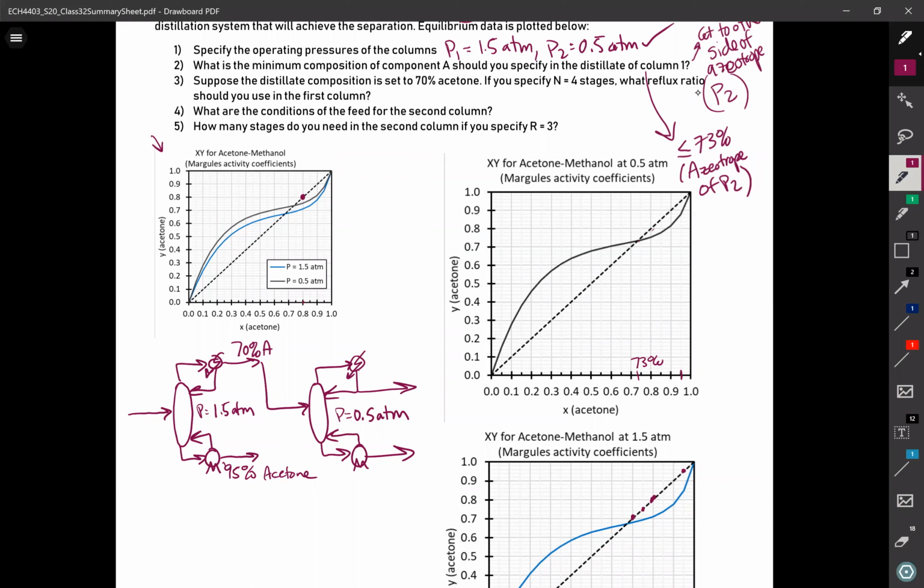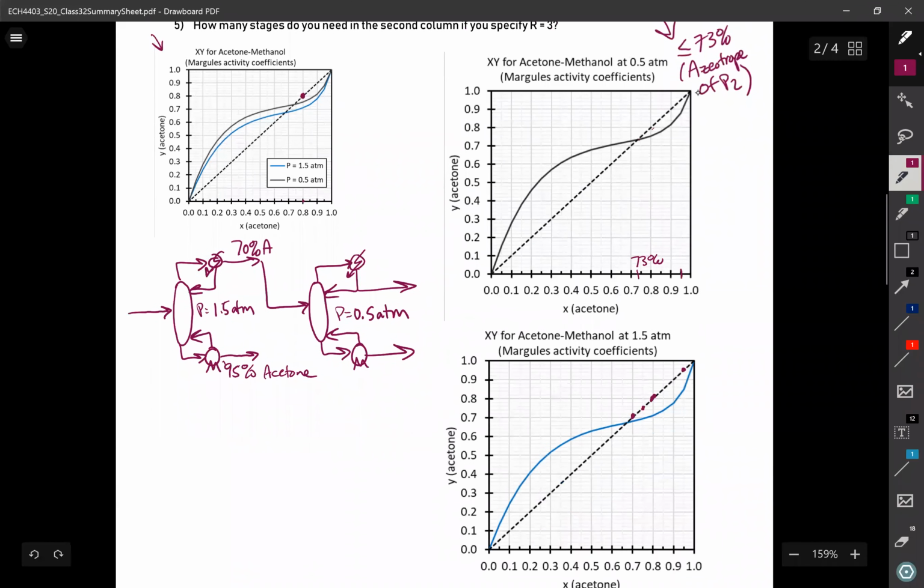Okay, suppose that the distillate composition is set to 70% acetone. Well, perfect. Looks like I specified the correct thing. If you specify N is equal to 4 stages, what reflux ratio should you use in the first column? All right, so I'm in the first column, and I've specified now that N is equal to 4 stages: 1, 2, 3, 4. And I want to know what reflux ratio I need. So I'm going to work off of this diagram. Again, I'm going to do it in my head. I'm going to flip it, but I'm going to work with it upside down.